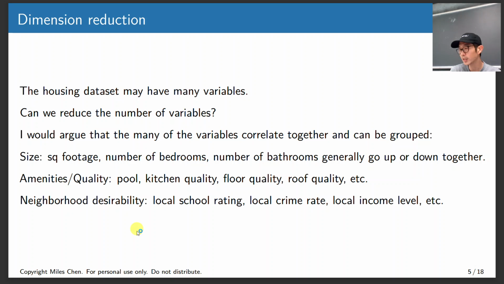And the idea again here is it's harder to think about 20, 30 variables at a time. It's a lot easier to reduce them down to maybe 2 or 3 things to think about.